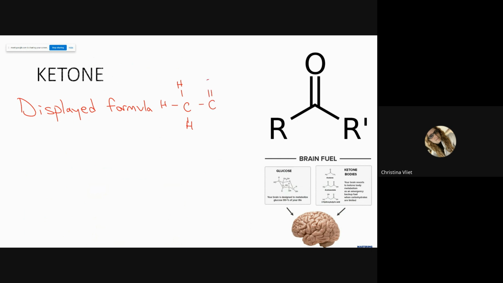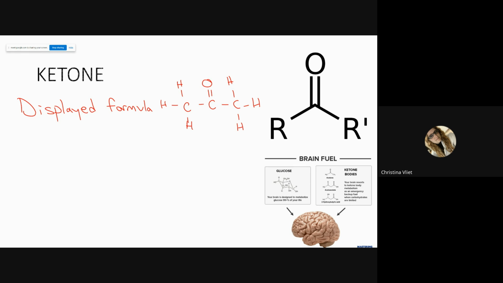First, let's take a look at an example. A ketone and an aldehyde almost look exactly the same. There's one difference. So the difference between an aldehyde and a ketone is that in a ketone, the double bond is not on the end carbon of the chain, but on a central carbon on the chain.